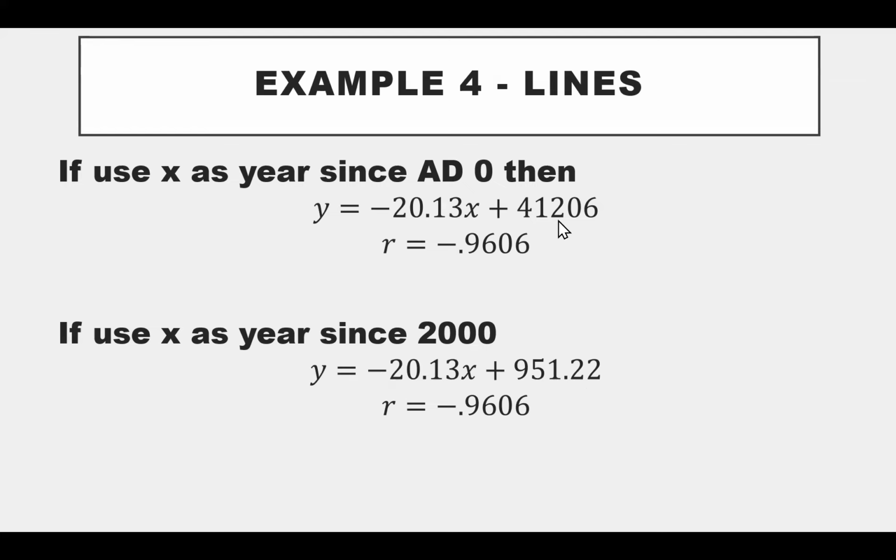The only difference is where we start our value, our y-intercept, so to speak. If I use X as year since AD 0, then the Y value up here is 41,206. If X is the year since 2000, then the Y value is 951. To me, the Y-intercept value is 951.22. Again, both cases have the same R value because they're both going to fit exactly the same way.